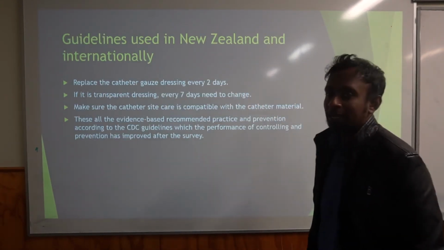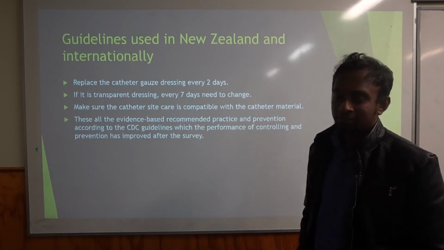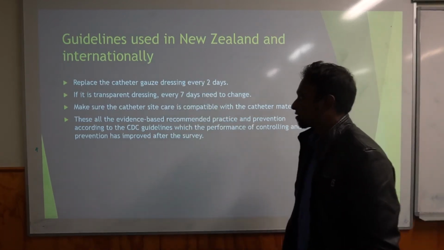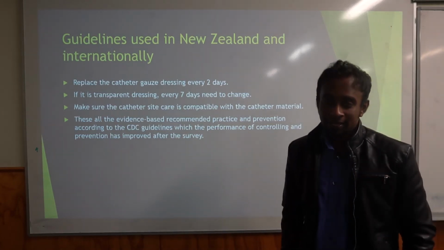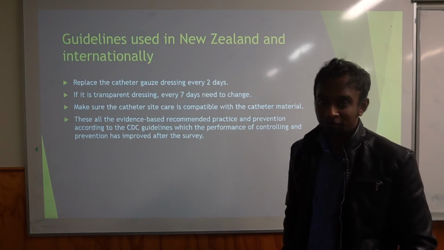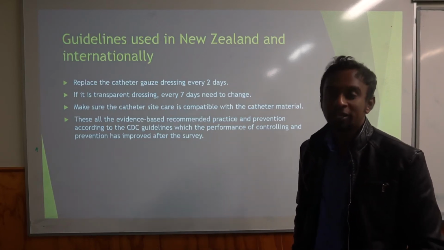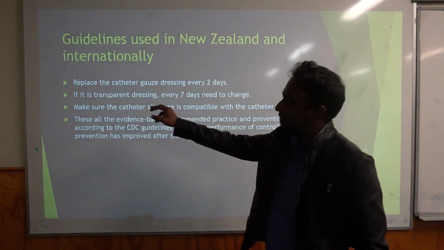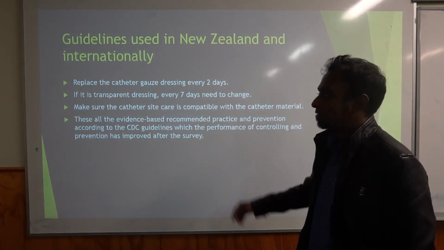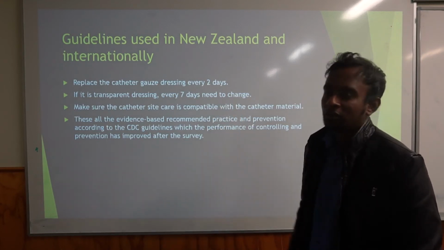Guidelines used in New Zealand and internationally to prevent and control catheter-related infection. The first point is to replace the catheter gauze dressing every 2 days. Each and every day we have to make sure the catheter dressing is perfect, or else we have to change the dressing once every 2 days. And if the dressing is a transparent dressing, we change it once every 7 days, because the transparent dressing gives more protection from infection compared to the gauze dressing.